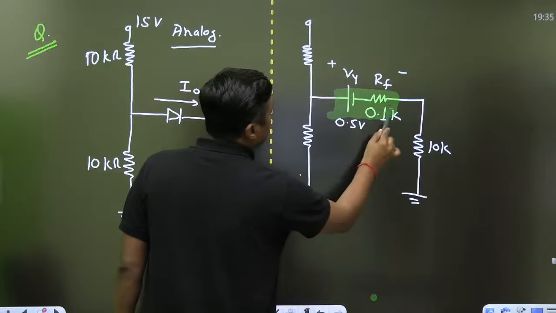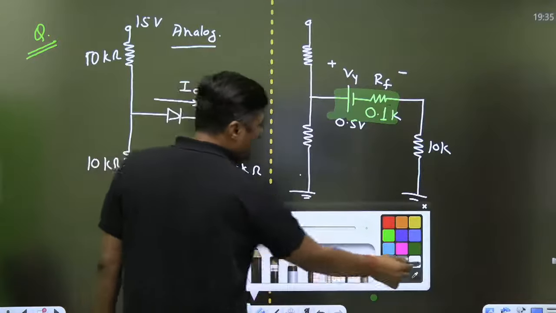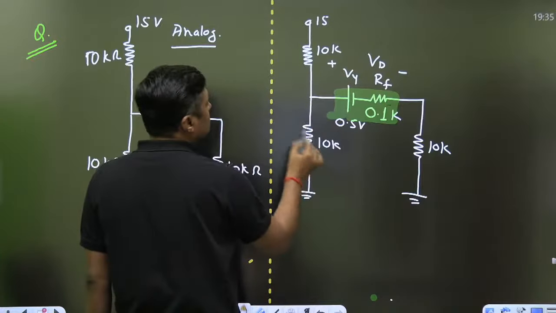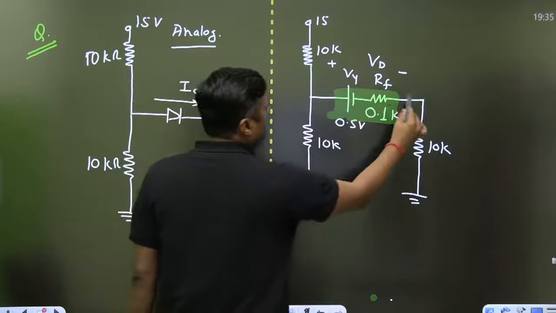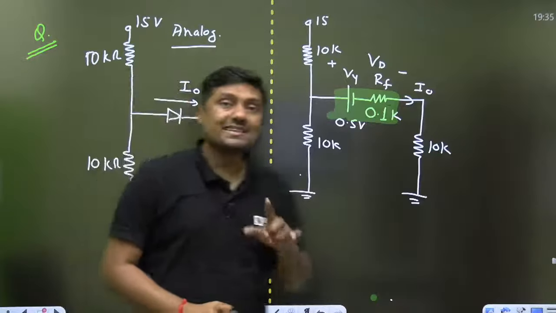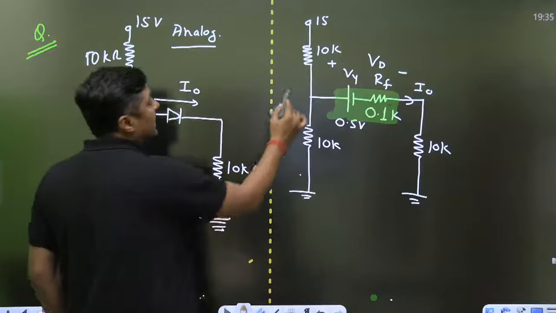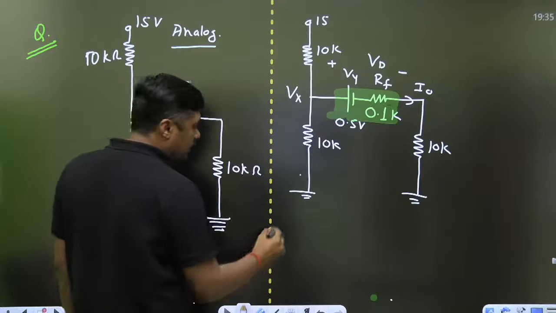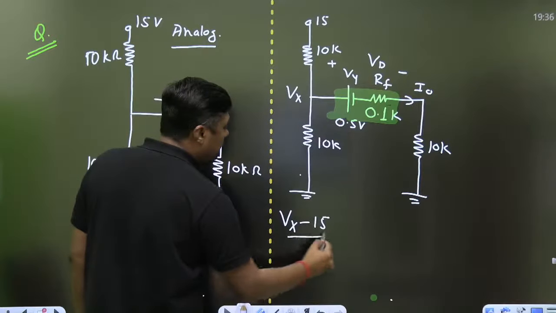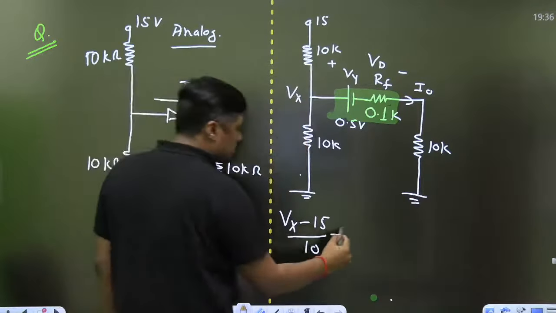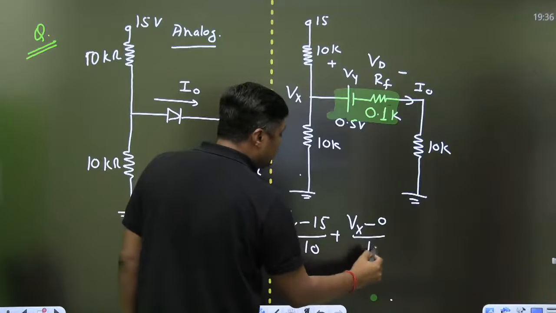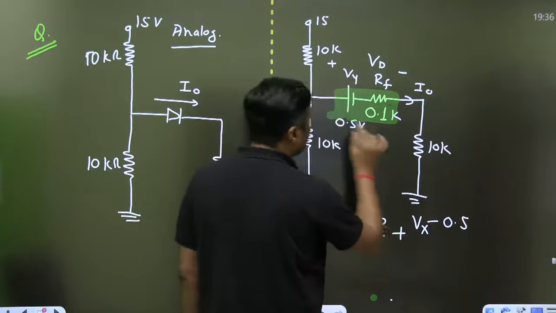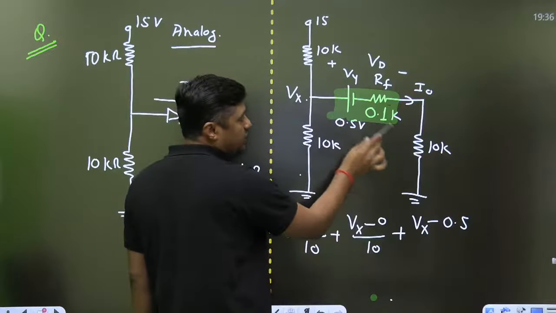Remember, this is a diode from this portion to this portion. So when we are talking about the drop across the diode, this is the drop across the diode Vd. This is 10 kilo ohm. This is the 15. This is the 10 kilo ohm. Right now you have to find the current through the diode, that is, the current in this branch. Okay, easy guys. Now again you have to apply the KCL at this point. KCL means I1 plus I2 plus I3 is equal to 0. So we are going to apply the KCL. It will become (Vx minus 15) divided by 10, plus (Vx minus 0) divided by 10, plus (Vx minus 0.5) divided by the resistance, 10 plus 0.1, that is 10.1.